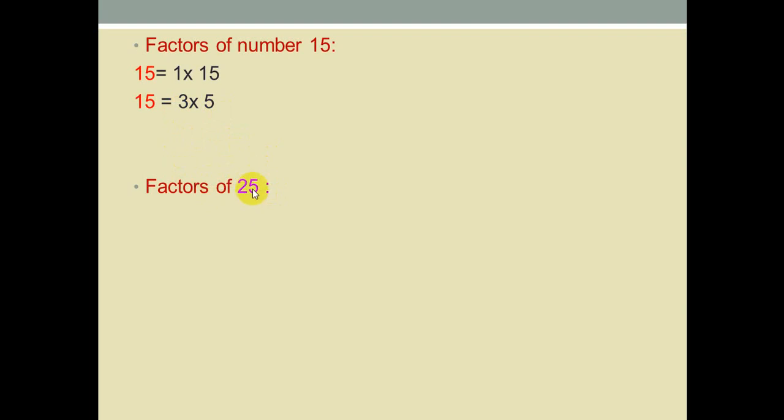To find the factors of number 15, 15 equals what times what? 1 times 15 and 3 times 5. Factors of number 15: 1, 3, 5, and 15. Factors of number 25: 1 times 25 and 5 times 5. What are the factors? 1, 5, and 25. We don't repeat the number. Okay?